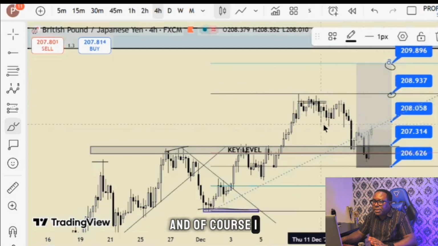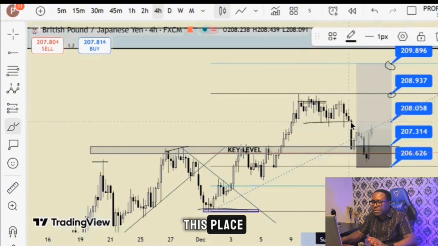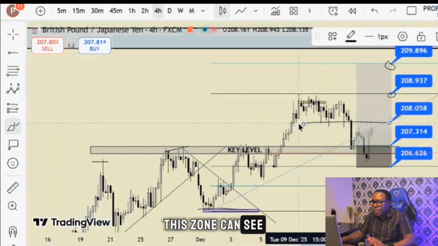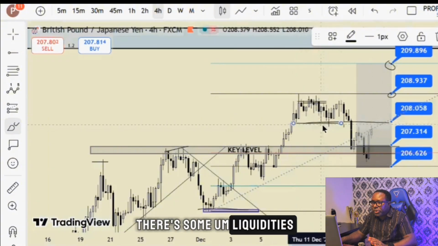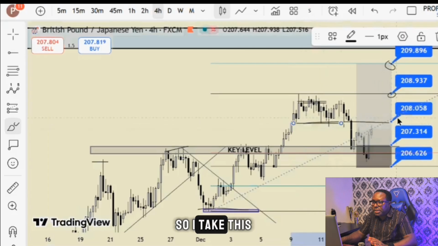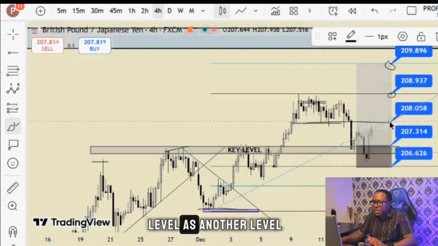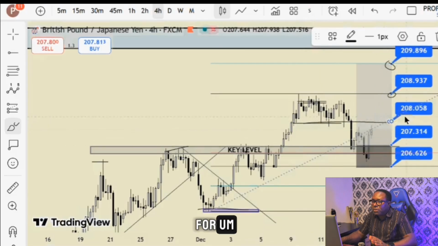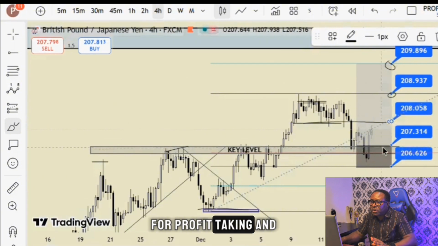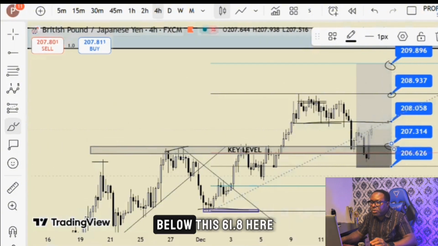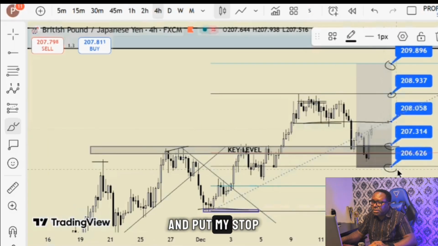And of course, I had to use this zone. You can see there are some liquidities that we have swept here, so I take this level as another level for profit taking. And of course, here is my entry. I come just slightly below the 61.8 here and put my stop loss.